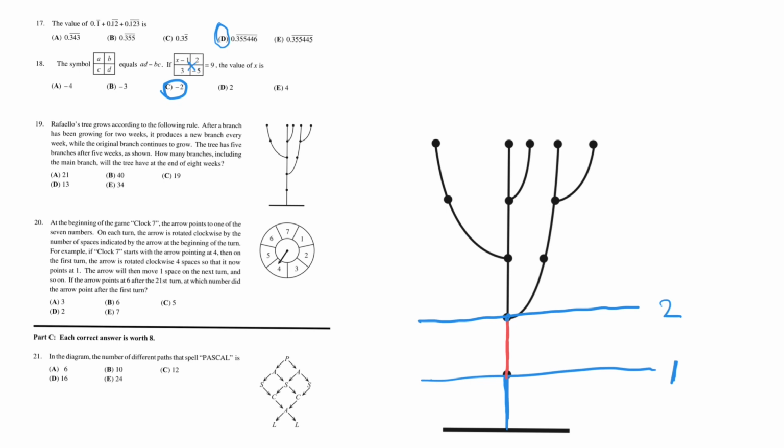All the new branches continue to grow, because after 2 weeks they grow a branch every week. After the 2 weeks, I use the green. So the green branch will produce a new branch each week. This branch will grow a new branch because that's already 2 weeks. First week branch, I always use the blue.